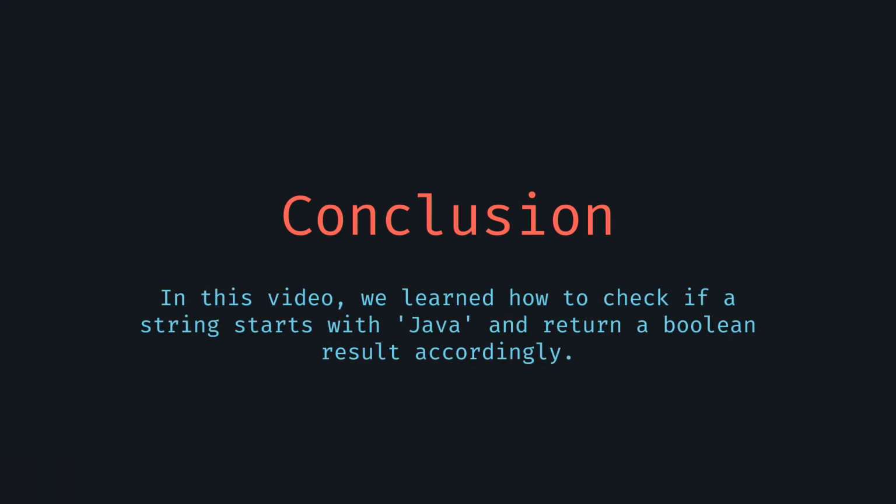To summarize, we use string methods to determine whether a string starts with Java, and we return true or false based on the result.